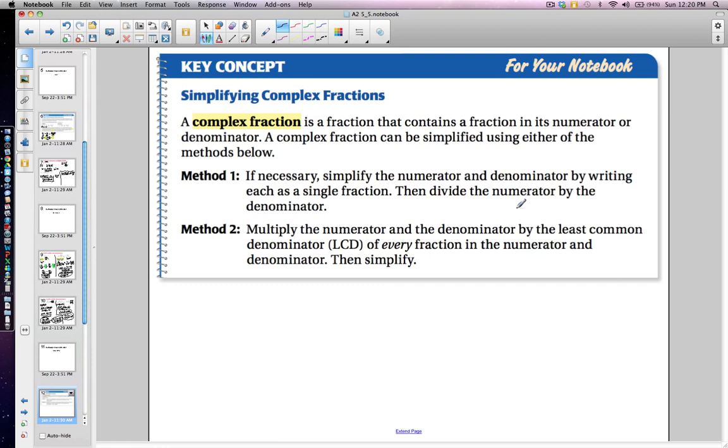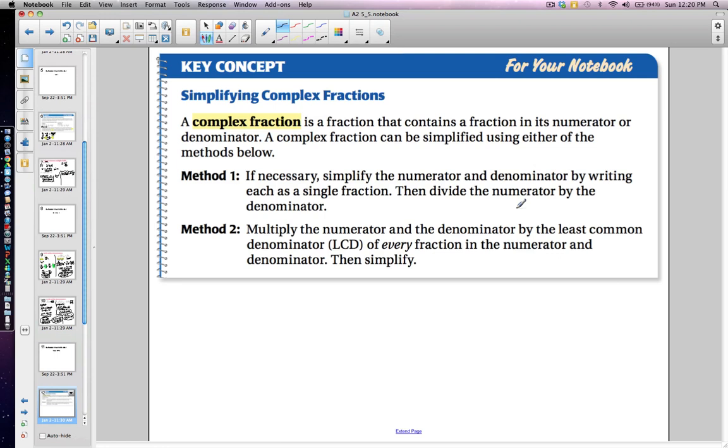Okay, so what that is normally in a complex fraction you've got an addition or a subtraction problem in the numerator or the denominator. If you do the subtraction or the addition, it becomes a single fraction, and then once you have a fraction divided by a fraction, do division, which we've already learned.